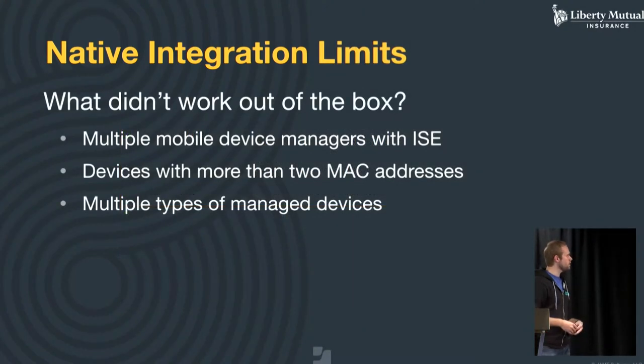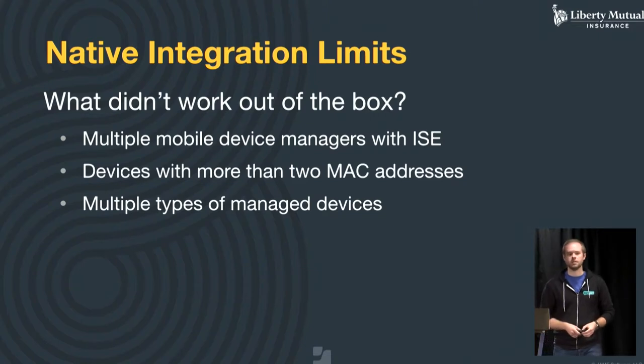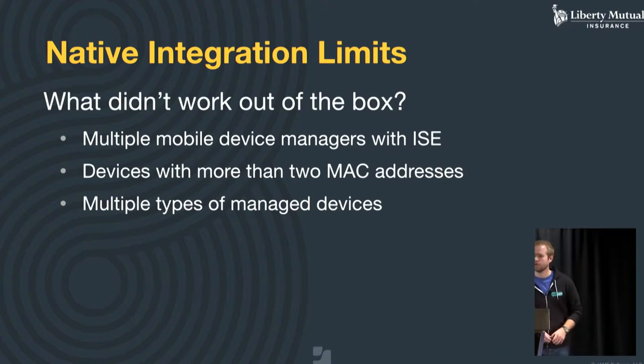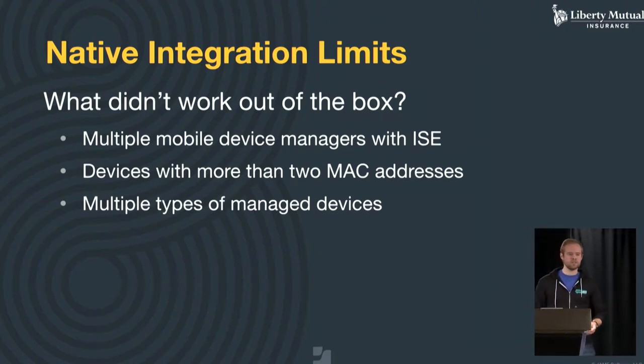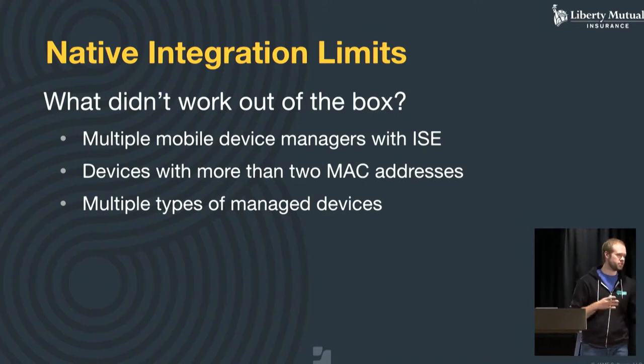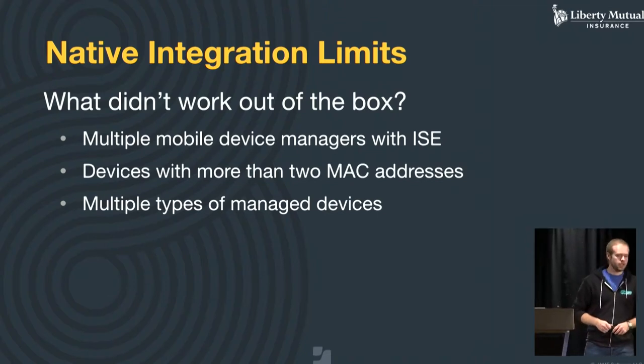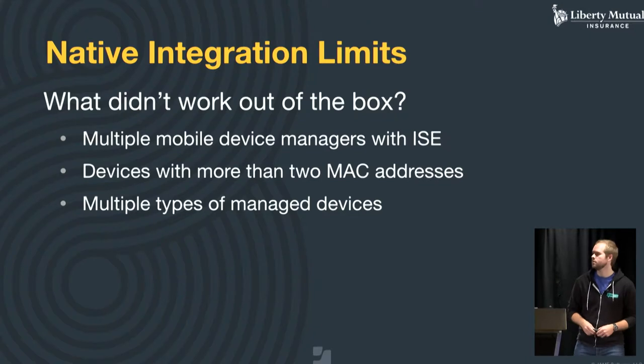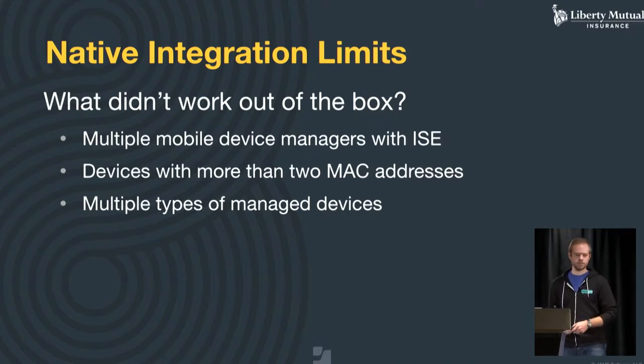So the native integration works, but for us, in an environment our size, what didn't work out of the box? Well, in Identity Services Engine, having multiple mobile device managers is tricky. It's only relatively recently supported, and even though it is supported, you'll see in the next slide that it's kind of complicated. We also ran into issues. We have a lot of devices with more than two MAC addresses. When you look at dongles and docks and adapters and Thunderbolt displays and different things, we find that our devices just somehow magically accumulate millions of MAC addresses. And then we have multiple types of managed devices. We don't treat all MACs equally within Liberty, and the native integration doesn't really give you a way to distinguish between them.